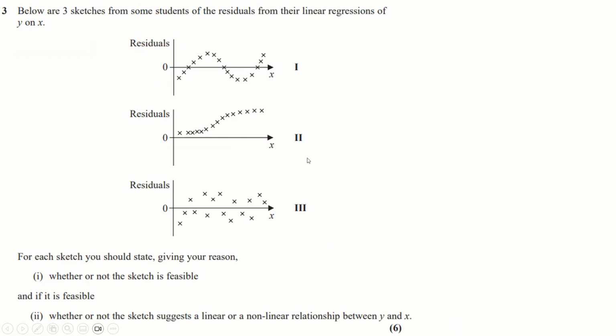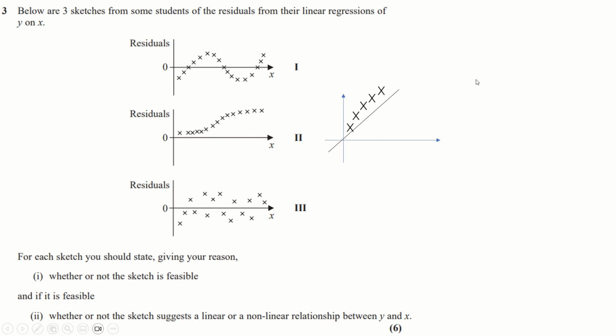Good. Question 3 then is an interesting question. We've got some plots of residuals in 3 different pieces of data here, and it's asking us which is feasible. Now, this one isn't feasible here. The other 2 are, but this one isn't, because if all of the residuals are positive, then what that essentially means is it looks a bit like this, I guess.